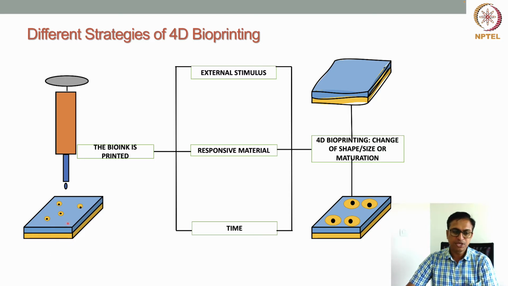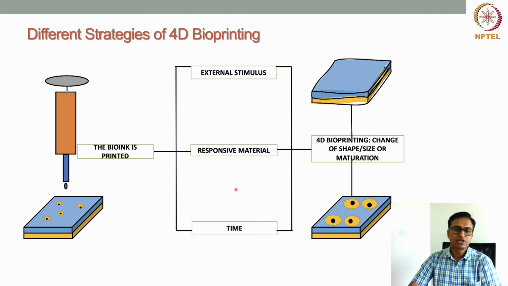Now suppose after printing, these structures are subjected to different external stimuli, right? When a particular external stimulus is given, the structure can change its shape, size, or volume. So anything can change. The structure can bend, or can get rotated, or different types of changes can happen. So that can be one particular strategy for 4D bioprinting.